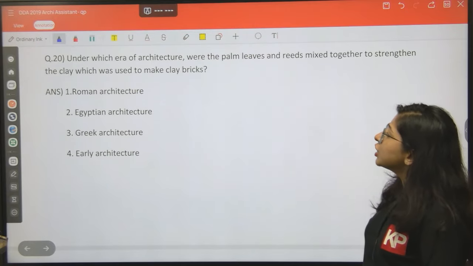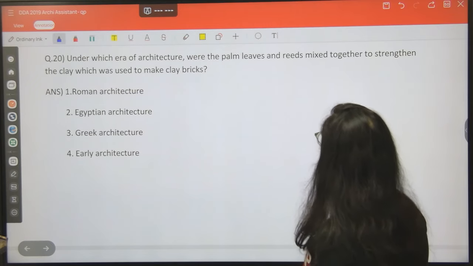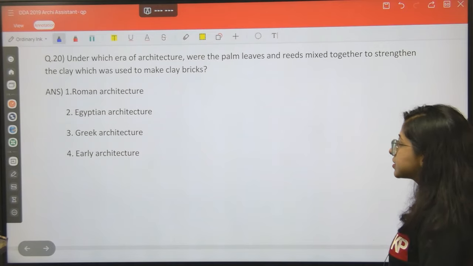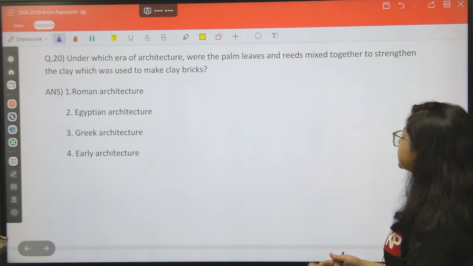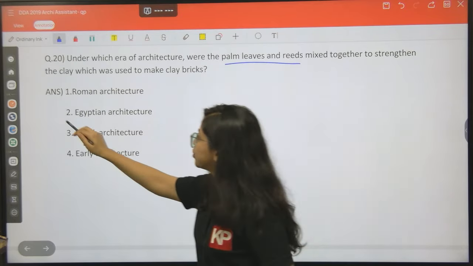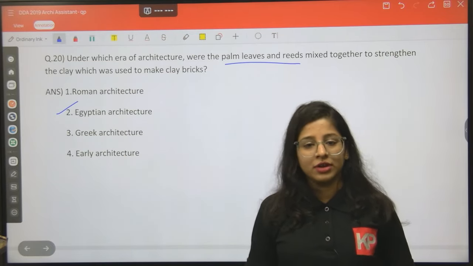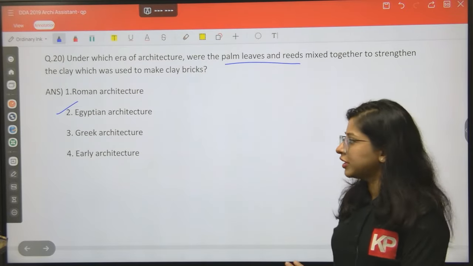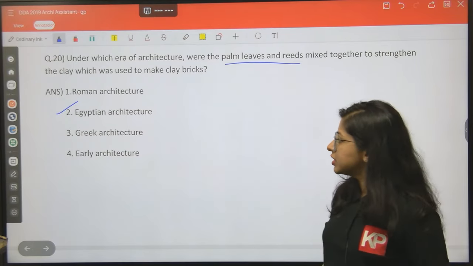Number 20. Under which era of architecture were the palm leaves and reed mixed together to strengthen clay, which was used to make clay bricks? So they are asking under which era of architecture did they mix palm leaves and reeds together? Palm leaf and reeds, whenever you hear these two names, you just know it is your Egyptian. Romans were not mixing palm leaf and reed, definitely. They were the ones who started using concrete. Even Greek people are not mixing palm leaves and reed.